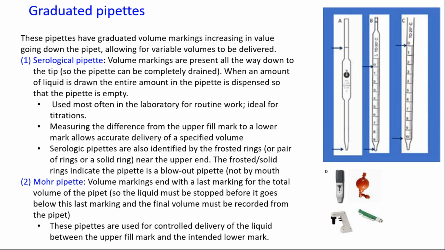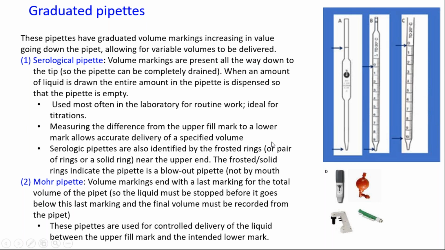It is most often used in the laboratory, especially when you are doing titrimetry and you have to deliver small volumes of liquid. You can measure the volumes by difference, or you can allow it to go through. Very often the serological pipettes will have two frosted rings or two colored rings, or it might be a broad band, by which you can identify a serological pipette.